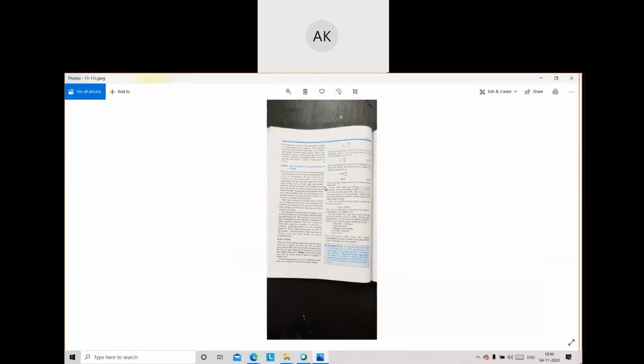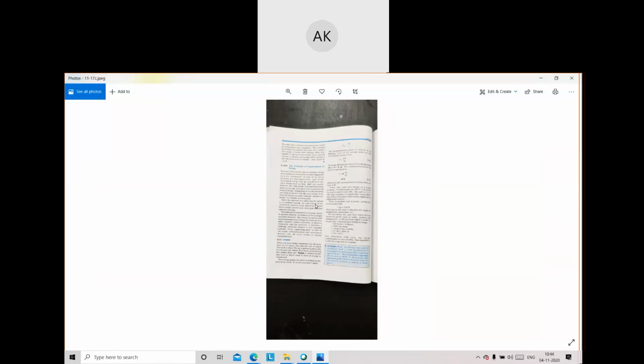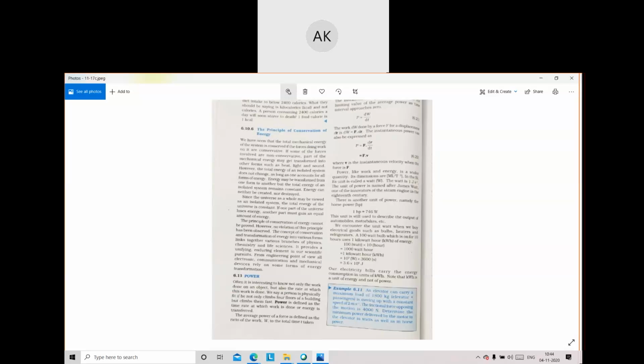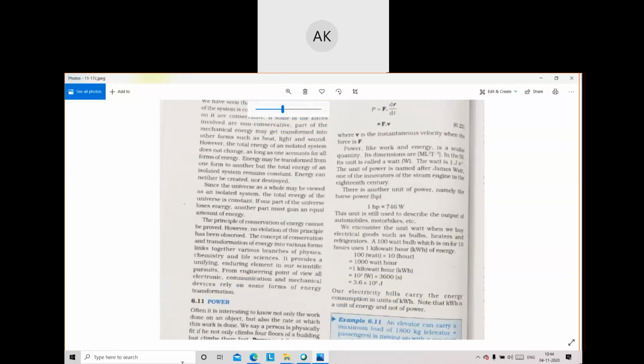So different forms of energy you study from the text. Then the principle of conservation of energy. Everybody knows that. What is the principle of conservation of energy? I think no need to discuss that. What is the principle of conservation of energy?